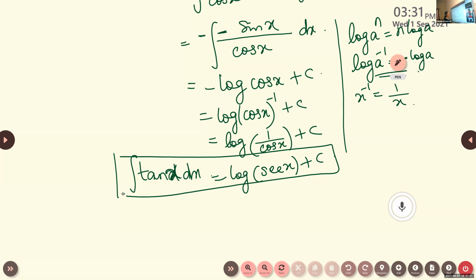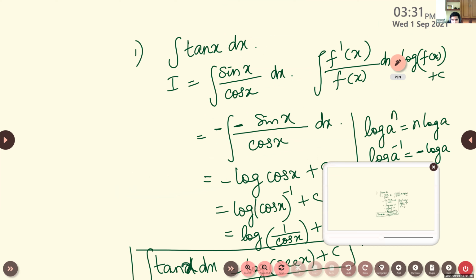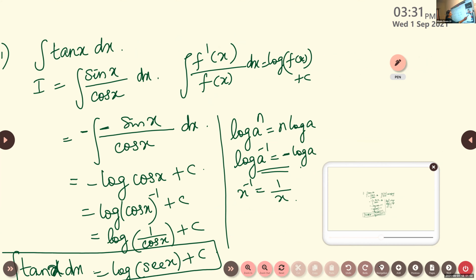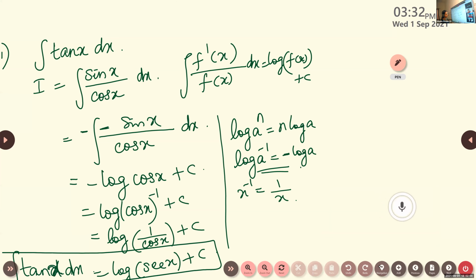Yes, Achyut? Can you explain again, ma'am? I don't understand how minus log became log cos x raised to minus 1. So these are the properties. Last year we have learned all these properties. All the properties we have learned in log we will be using here. This is one among these properties. Log a raised to n is n log a. Whenever power is there, we can take the power to the front.